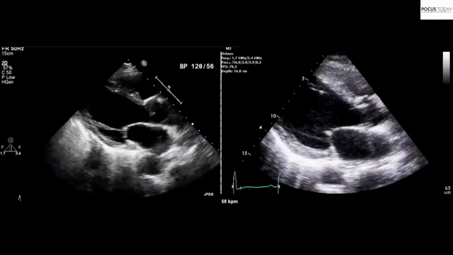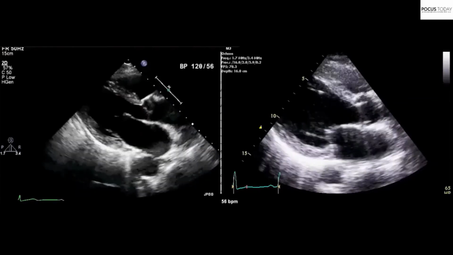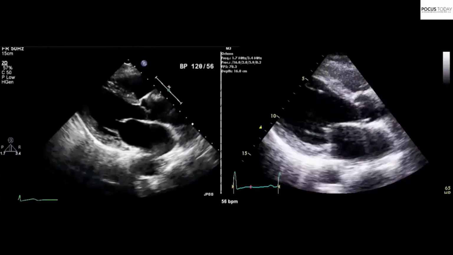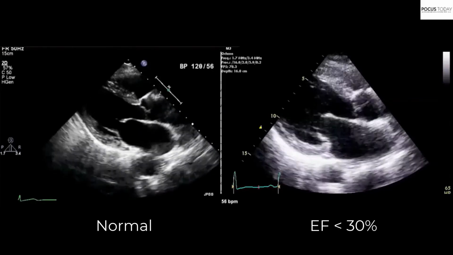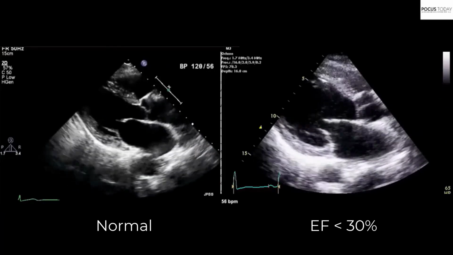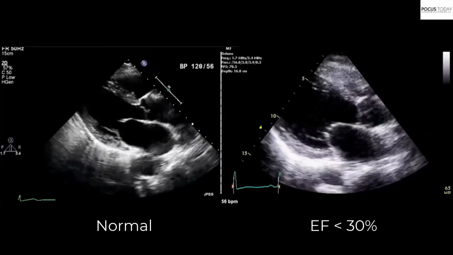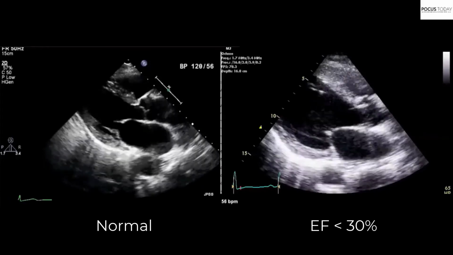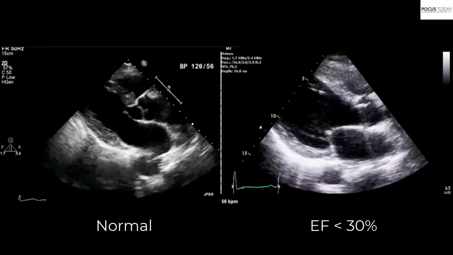Here we have an example of severe LV systolic dysfunction. The ejection fraction is less than 30%. The view shown here is the parasternal long axis. The LV on the left is normal. Compare this with the LV on the right, which is hardly contracting and has an EF of approximately 15%.